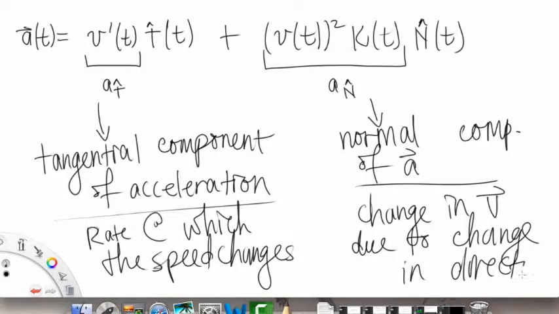Because remember the unit normal, or just the normal vector in general, anything that's normal to a curve, in this case points inward to the curve, and it tells you which way it is bending, right? So in which direction it is changing, okay? All right, so that's more of a background on a sub T and a sub N.